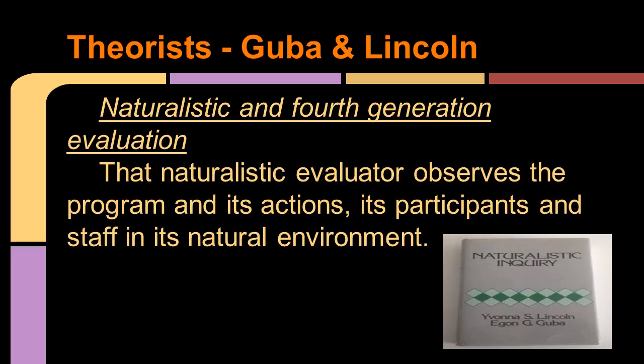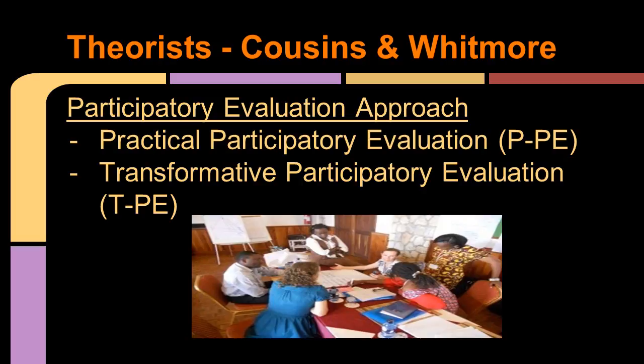The naturalistic evaluator observes the program and its actions as participants and staff in its natural environment, and through observations, documents, and records, interviews, and unobtrusive measures, comes to understand and describe the program. Cousins and Whitmore suggest that contemporary participative approaches can be narrowed to 2 primary types. Practical participatory evaluation is used for practical reasons limited to the program being evaluated and the organization in which it resides. Transformative evaluation is to transform, to empower stakeholders who have been relatively powerless by their participation in action, research, or evaluation.